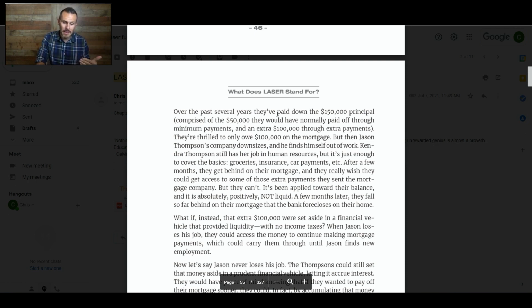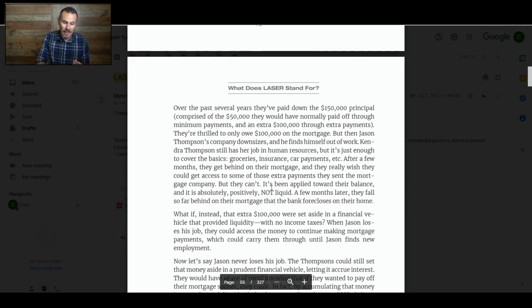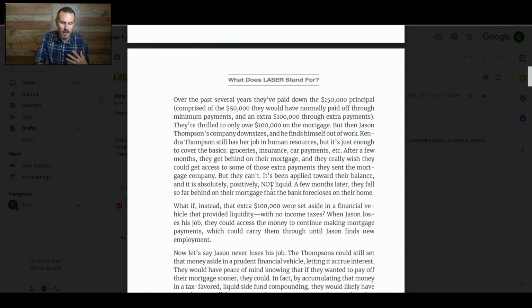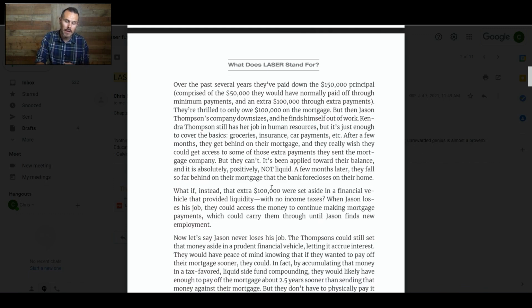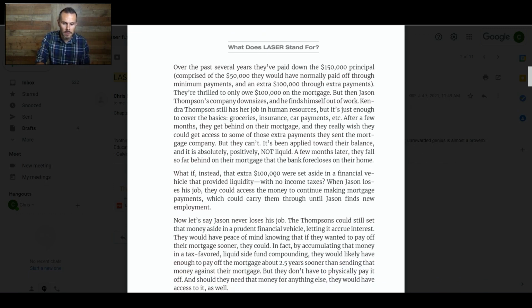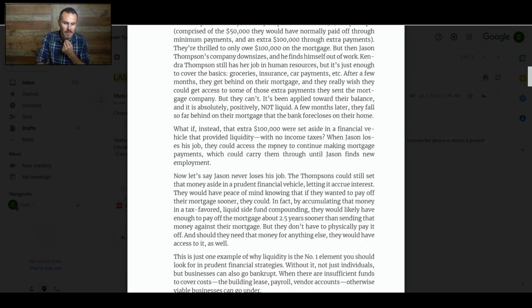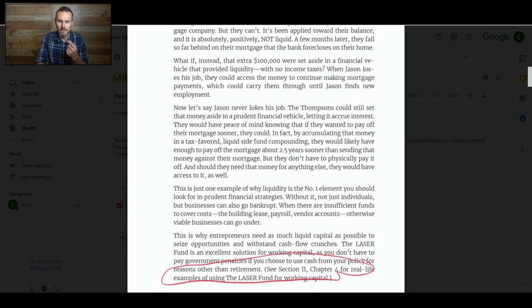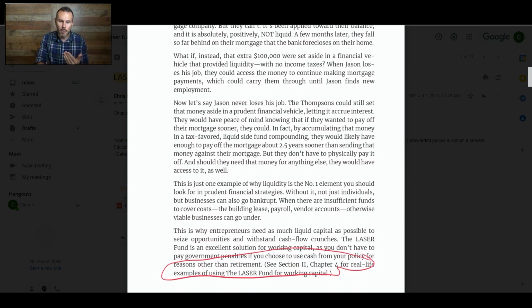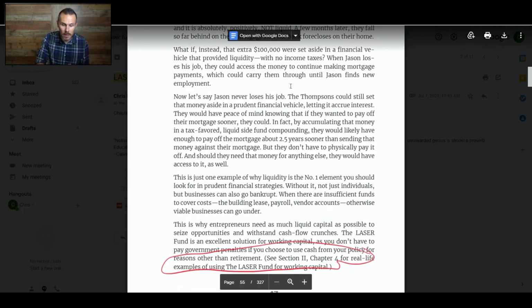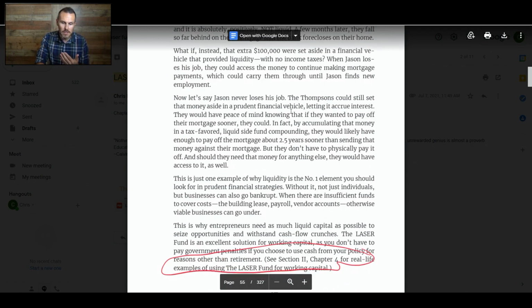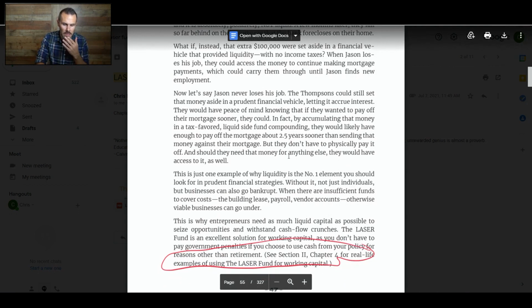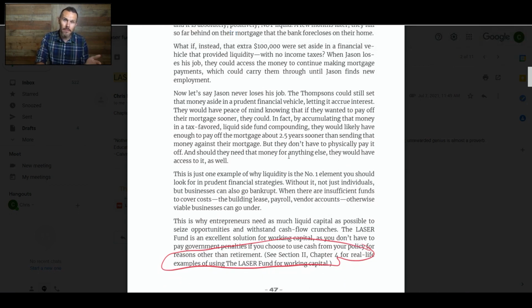But the problem is you have all your money tied up inside of your mortgage. It's not very liquid. So this is the conversation about liquidity and the importance of having control of that money. Liquidity can lead to opportunity. He gives examples about what would happen if you took that $100,000 of equity and put it aside in a financial vehicle that provided liquidity with no income taxes. That's basically where he's going with this. If you haven't seen it, I have a video on how to pay off your mortgage that breaks down all the math behind this.